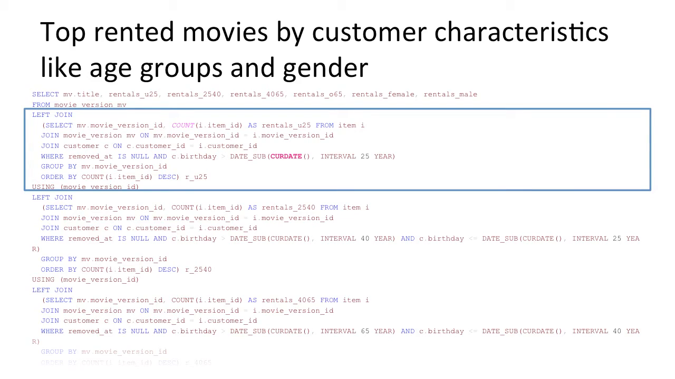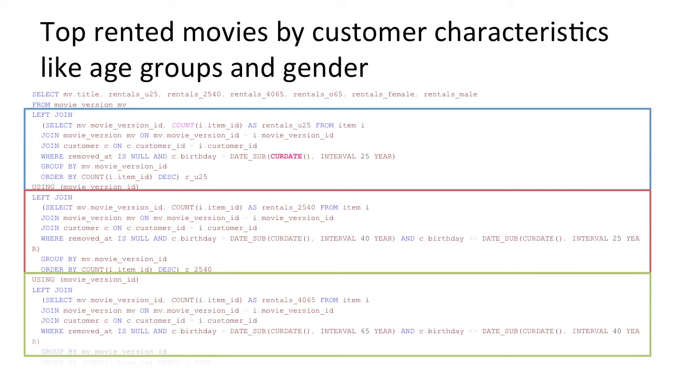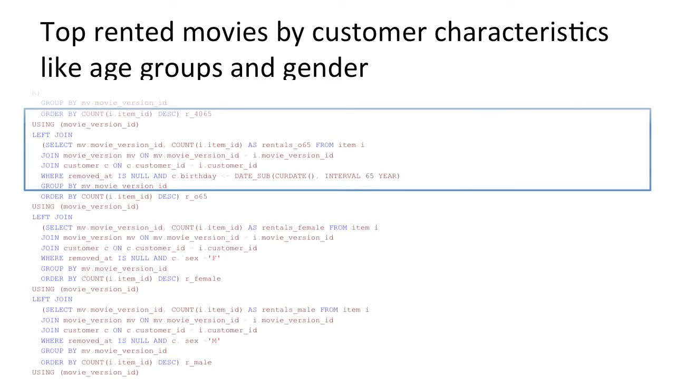The first left joined subquery asks for all customers who are younger than 25 years. Our second subquery displays all customers that are between 25 and 40 years old. The next interesting age group that we query for is the one containing all customers that are older than 40 but younger than 65 years. And the last customer group that is characterized by age contains all customers who are older than 65 years.